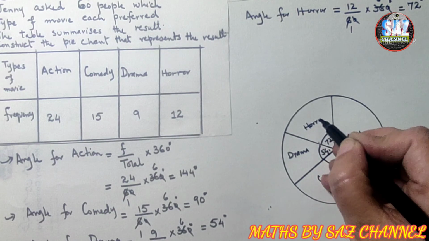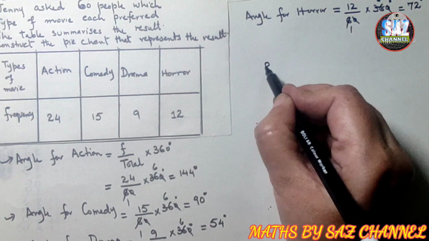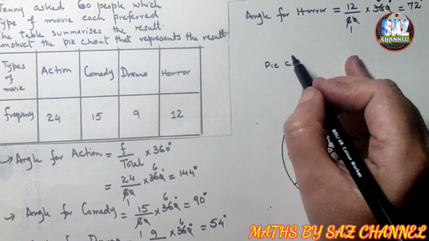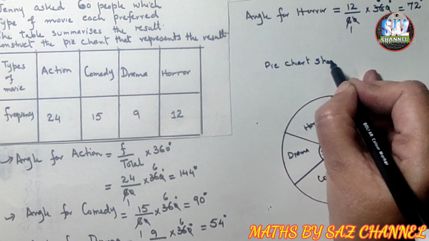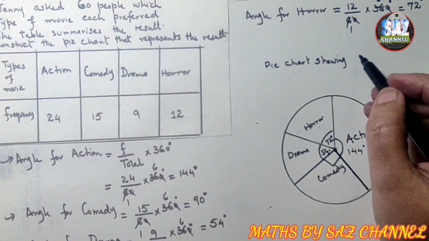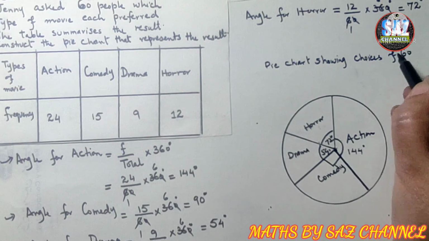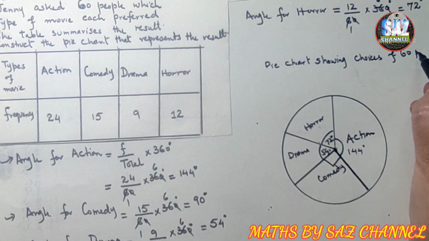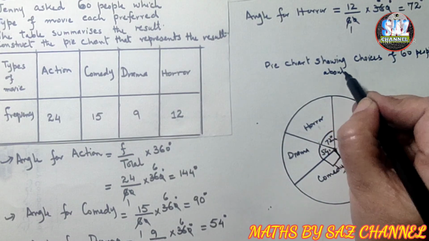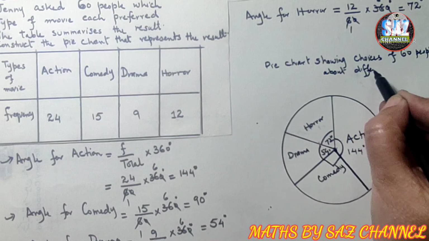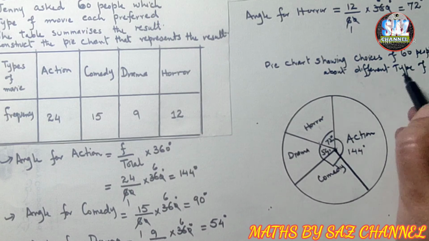Okay, and now what is left? We have to give the title: pie chart showing choices of 60 people about different types of movies.